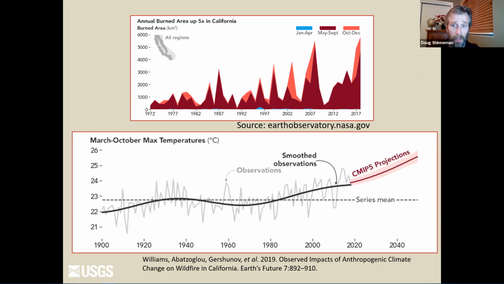And given these types of relationships and the likely occurrence elsewhere in the West, we would expect these types of relationships to continue under future modeled climate projections, and that fire activity in many areas in the future would also go up as a result.